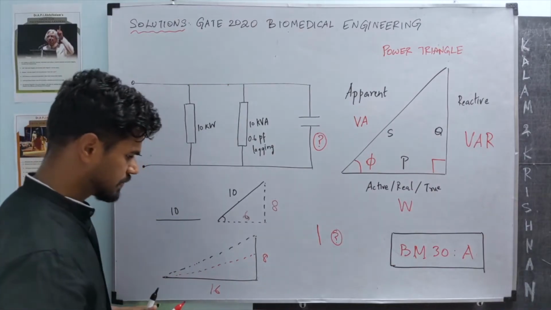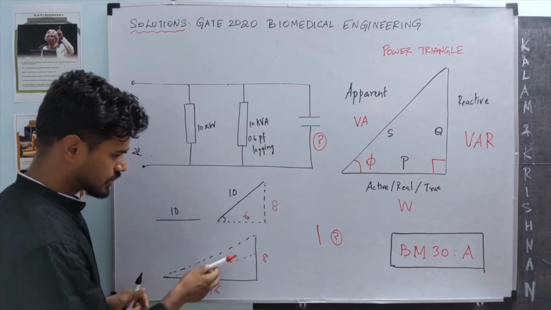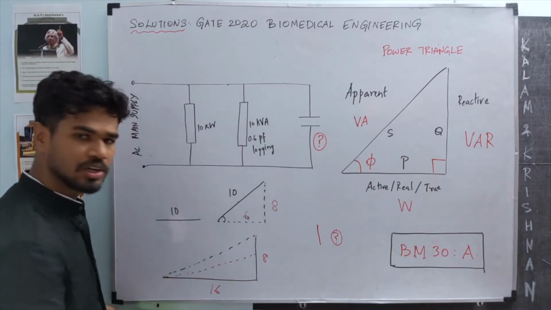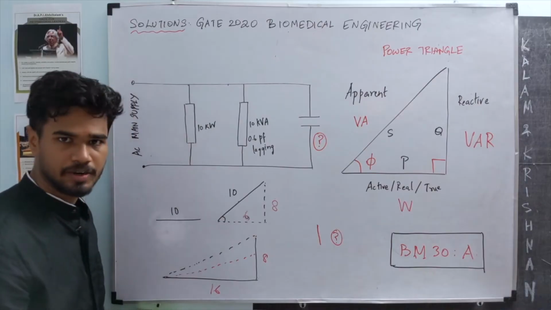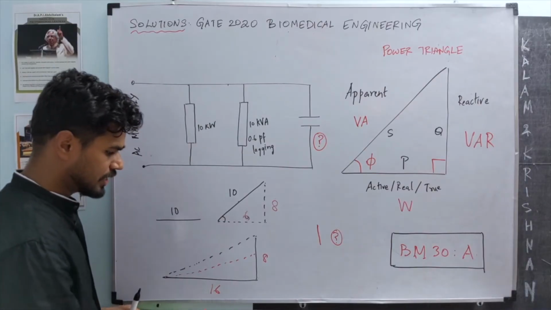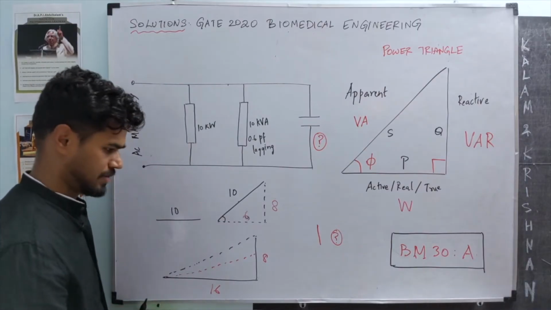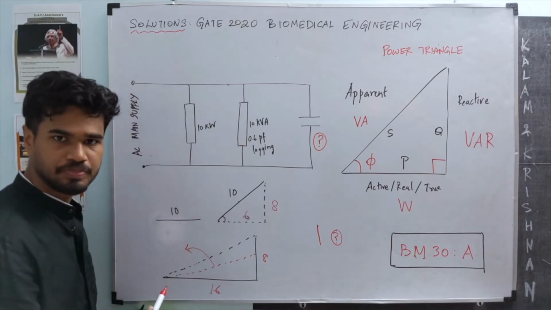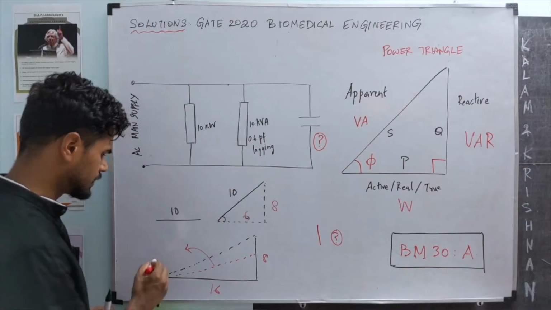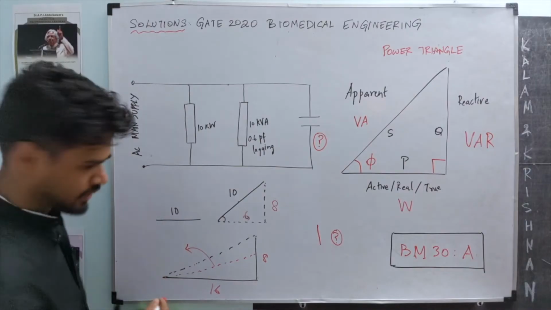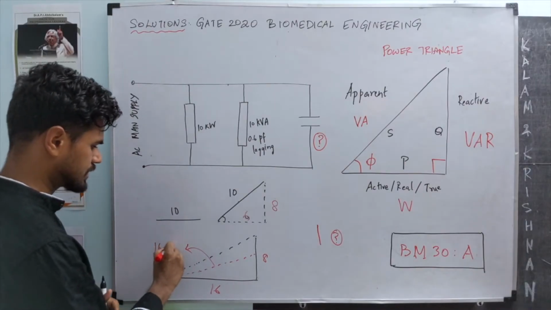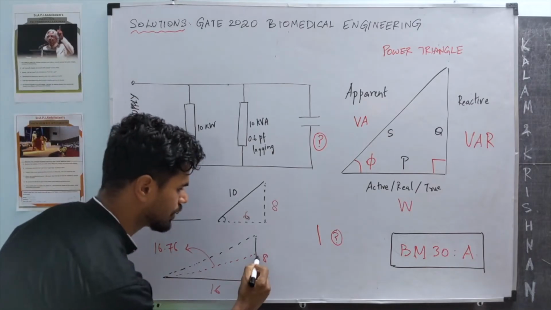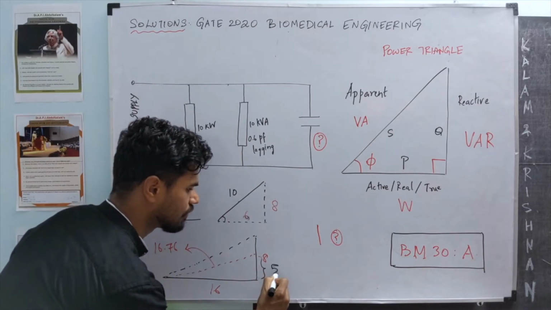What we want is, this is where we are currently, the black triangle. We want to end up at a red triangle whose power factor is 0.95. So 16 divided by 0.95, that should be the length of this. That's the definition of power factor. So that turns out to be 16.76.